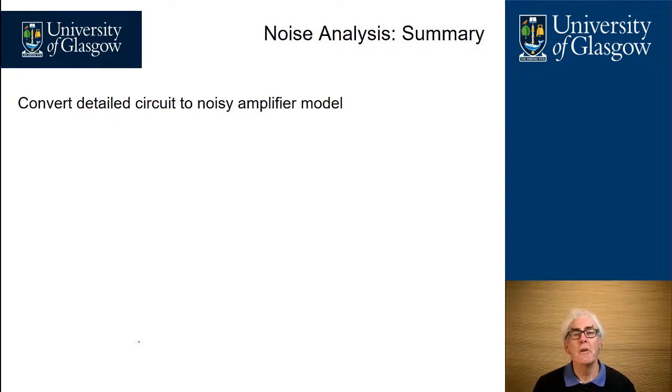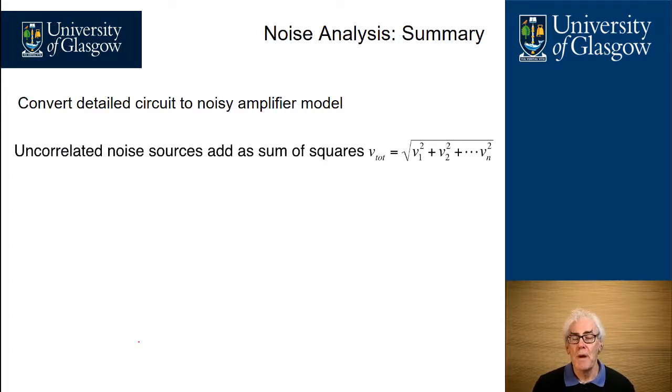Let's summarize how you go about noise analysis in one last slide before we then look at some more practical examples in class. First thing to do is convert your detailed circuit into a noisy amplifier model. Next, always remember you must sum the noise sources as a sum of squares, because all noise sources are uncorrelated. And you can work out the total noise as V1 squared plus V2 squared and so forth.